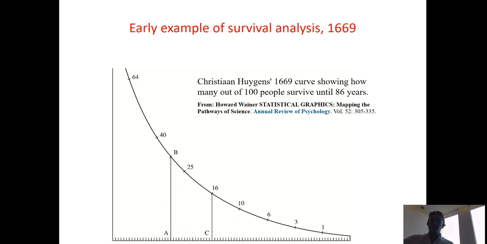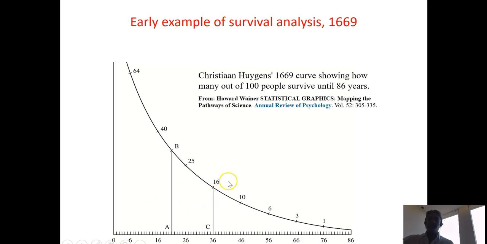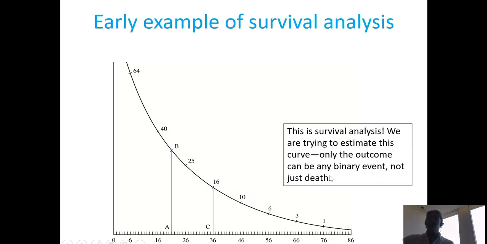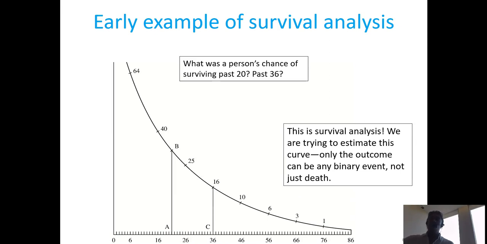Let me see if I can make this a little larger. That's better. So here we started with 100 people, and as time goes by, there are fewer and fewer and fewer people. So if we ask ourselves, what's the probability of living to 20 years, or 36 years, or 76 years? We can figure that out based on this graph.